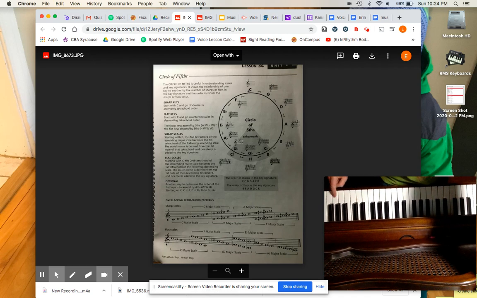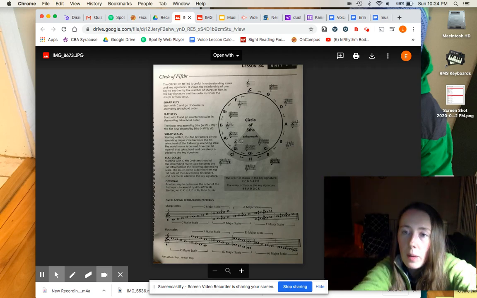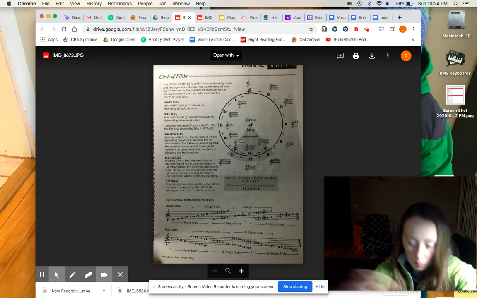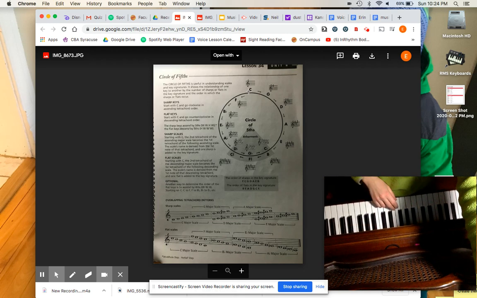1, 2, 3, 4, 5. A has 3 sharps. 1, 2, 3, 4, 5. E has 4 sharps, and so forth. So all the keys are related to each other in that way. If you go the opposite way, C down 5, I guess I'll show you that. If you go down 5 from C, 1, 2, 3, 4, 5, you get to F.